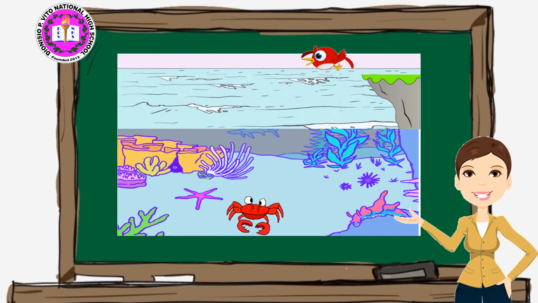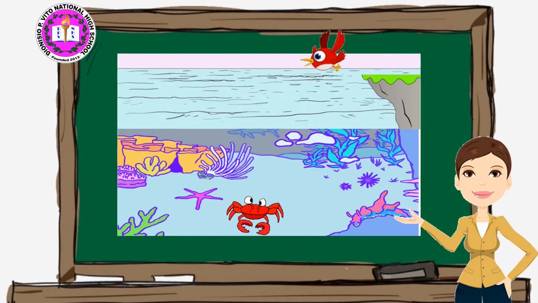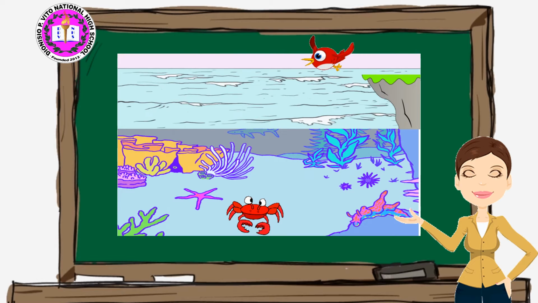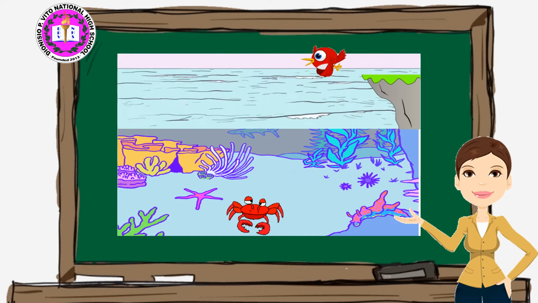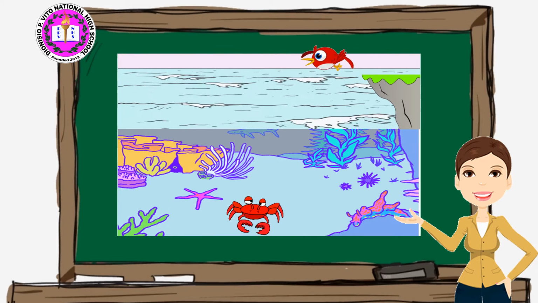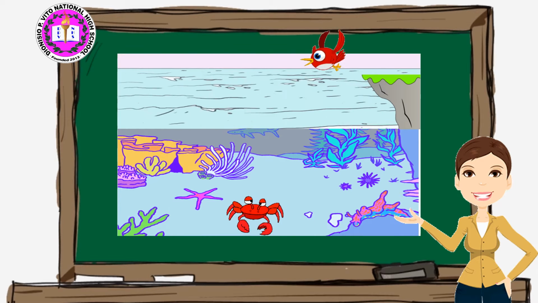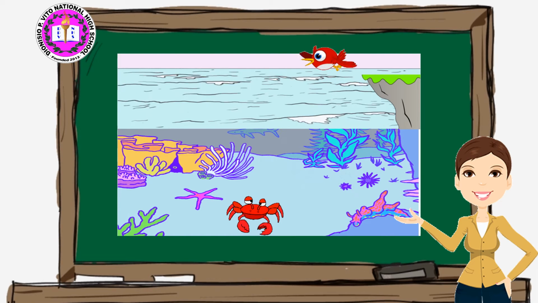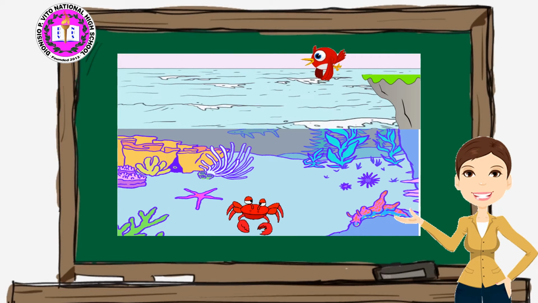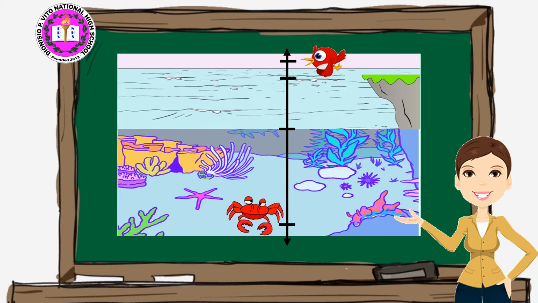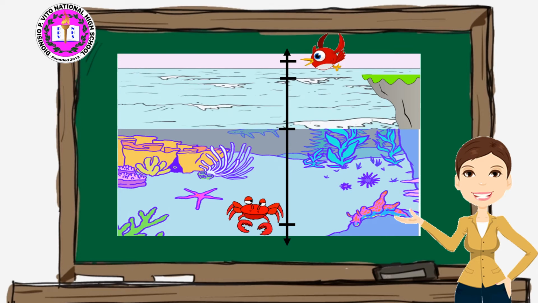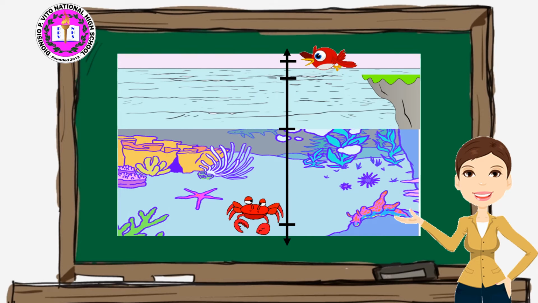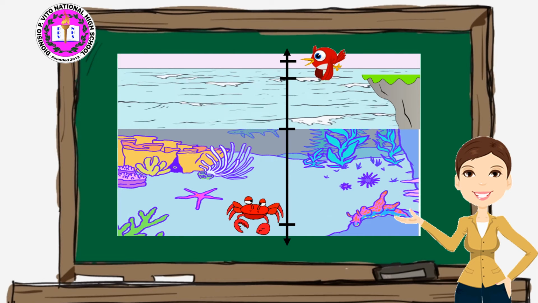Let's have this sea. Then we have our crab, which is 5 feet below sea level, a cliff which is 3 feet above the sea level, and a flying bird which is 4 feet above sea level. So let's have the vertical number line to help out the illustration.